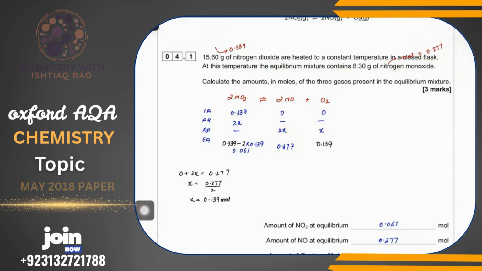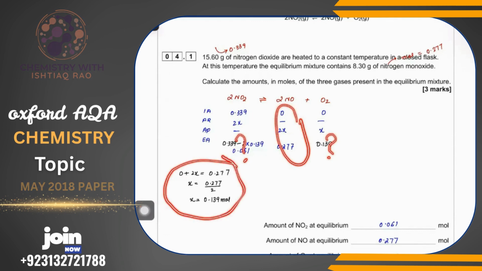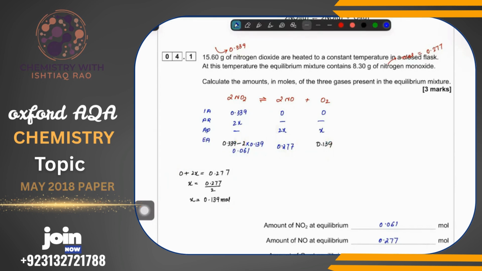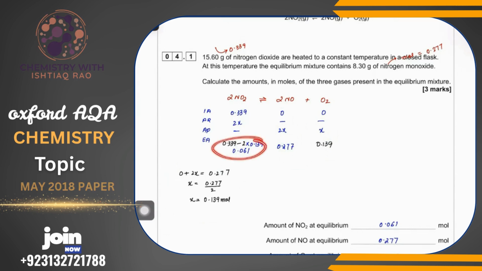So I have only this information, or I will be using this one, and I will be finding out this amount and this amount. With the help of this, I have found the value of x, that is 0.139. Once I found the value of x, I have put x over there to find out the equilibrium amount of NO2, and I have put x over there to find out the equilibrium amount of O2.